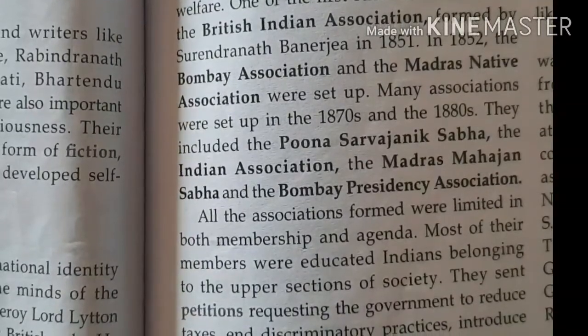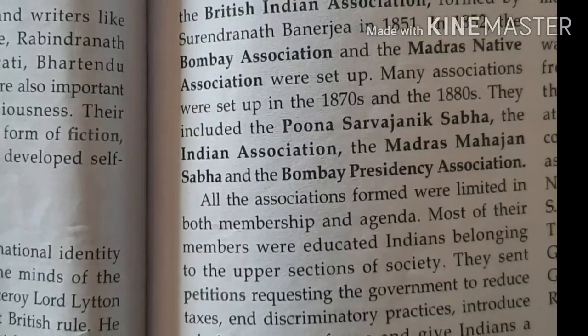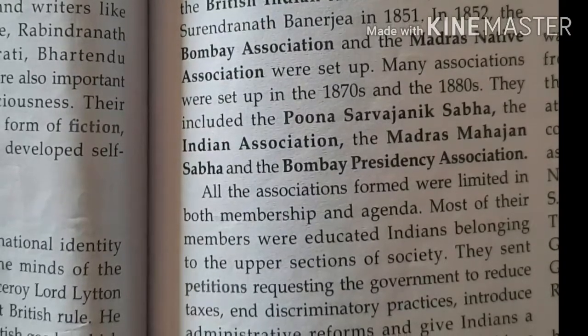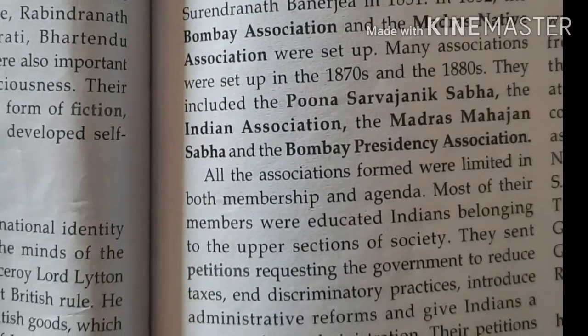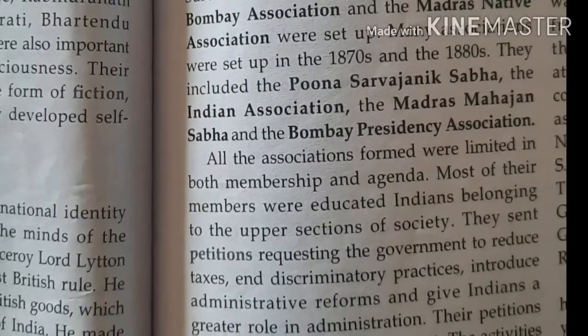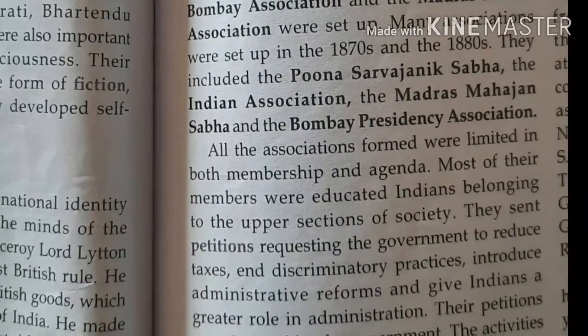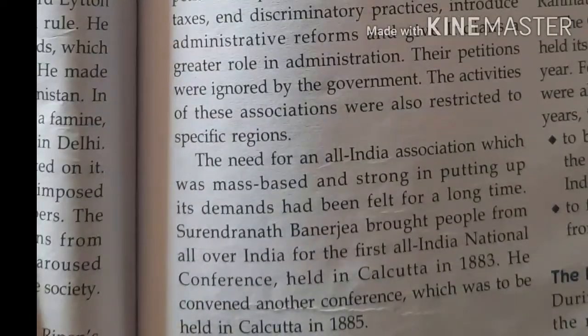They sent petitions requesting the government to reduce taxes and end discriminatory practices. डिस्क्रिमिनेटिव भेदभाव की जो प्रैक्टिस आप करते हैं उसको एंड कर दीजिए, टैक्सेस को रिड्यूस कर दीजिए, एंड एडमिनिस्ट्रेटिव रिफॉर्म कीजिए, अपने एडमिनिस्ट्रेशन को चेंज कीजिए. They asked to give Indians a greater role in administration, because Britishers were not giving any role to the Indians. But their petitions were ignored by the British government, and the activities of these associations were also restricted.